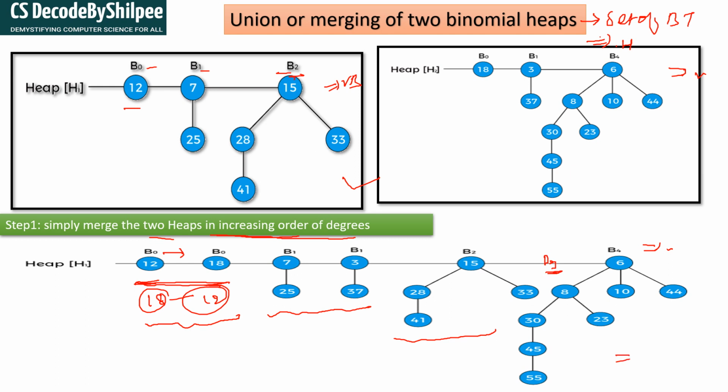Now if we look, this binomial heap is not a valid binomial heap. Suppose this is the binomial heap after the merging. You get B0, B0, B1, B1, B2 and B4. So here two binomial trees have the same degree, and that violates the property of the binomial heap. We'll see how to remove this duplicacy so we get a valid binomial heap.